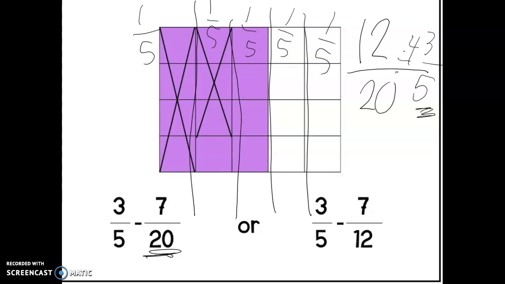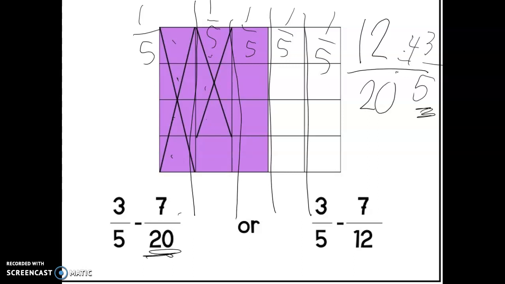I don't know. Let's see. So there's 1, 2, 3, 4, 5, 6, 7. Okay, so that 7 checks out, but this one also has a 7. So where does that denominator come from? Well, it was 7 out of a total of 20. So that's where the 7 20ths comes from.